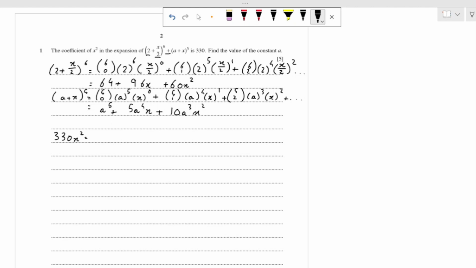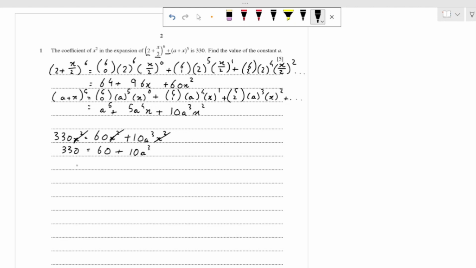So we can see from the first expansion that we have 60x square, and from the second expansion we can see that we have 10a power 3 x square. So only these two are applicable, because when they add up we will surely get the term x square with it as well. So we can simplify this directly by first of all cancelling out x square, and then we're left with 330 equals 60 plus 10a cube.